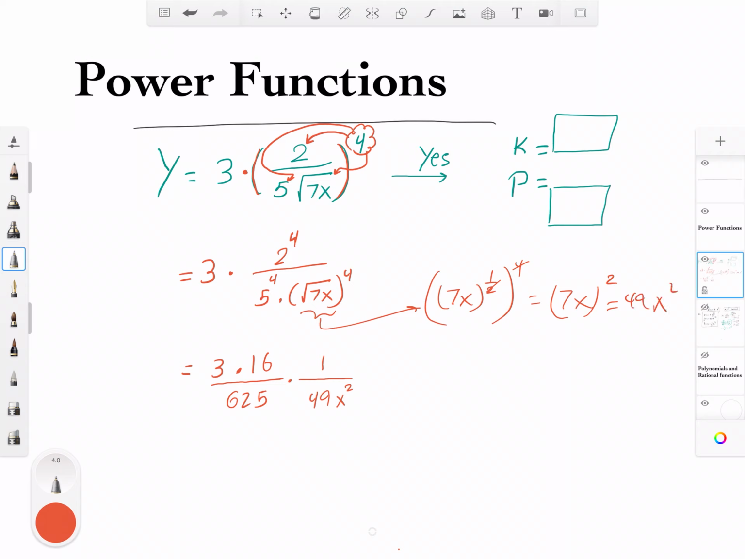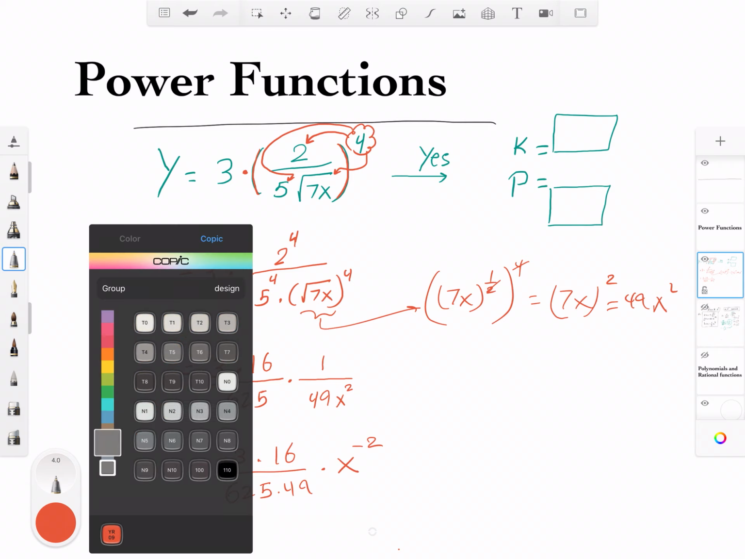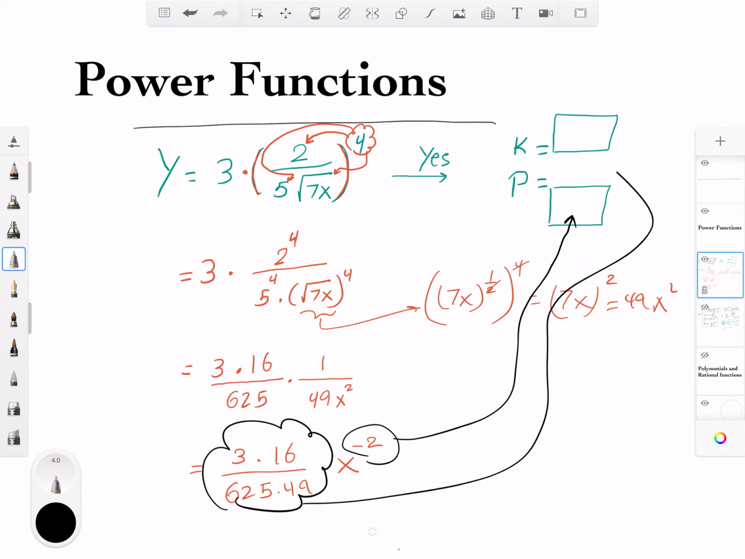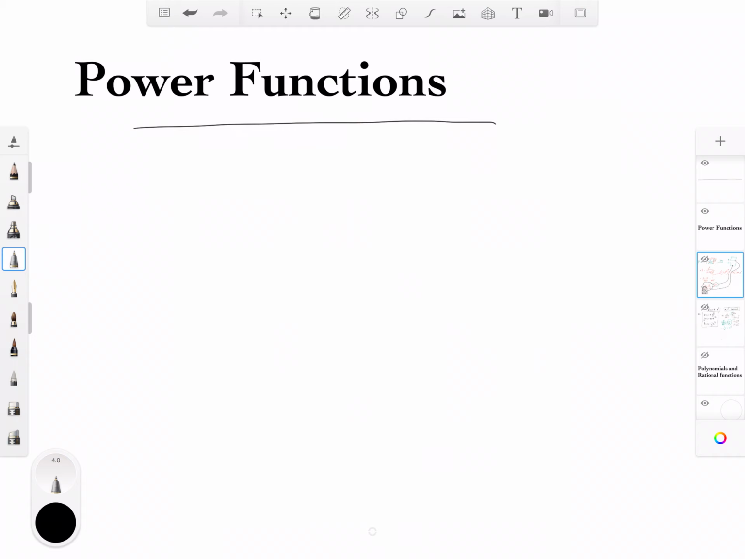We got a very ugly number, but we have 3 multiplied by 16 divided by 625 multiplied by 49, multiplied by x to the power 2. So 2 will be our p, and this number will be our k. You definitely need to review all the exponent properties. All right, let's now learn what they look like.